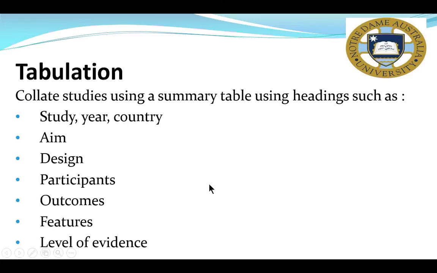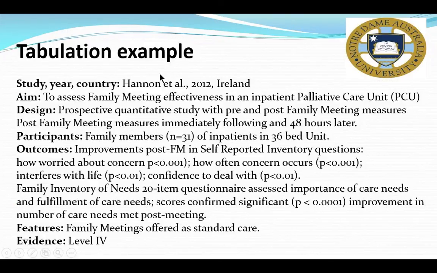Tabulation is what Tim's already described. It is collating the studies using a summary table and using headings such as study, aim, design, participants. And when you read systematic reviews, you'll find that most of them publish a summary table with these sort of headings, or versions of. This is a tabulation example, actually in a table. So it would have the study year, aim, design. This is just for one study, which was Hannon et al. 2012, published, undertaken in Ireland.